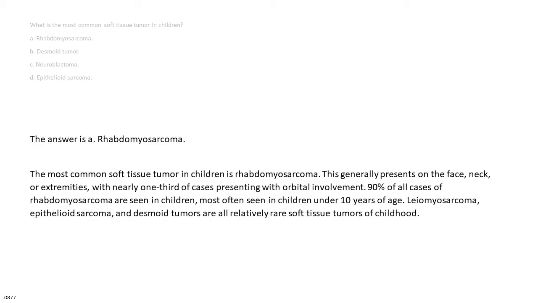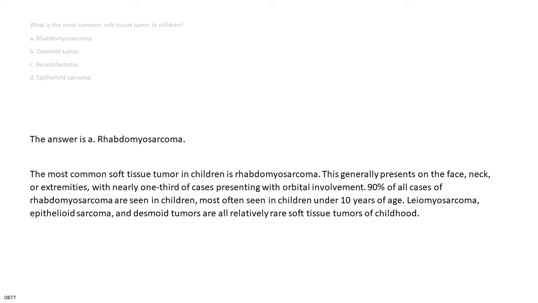The answer is A. Rhabdomyosarcoma. The most common soft tissue tumor in children is rhabdomyosarcoma. This generally presents on the face, neck, or extremities, with nearly 1/3 of cases presenting with orbital involvement.